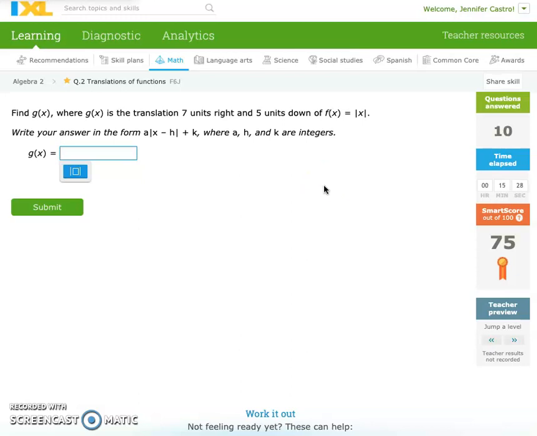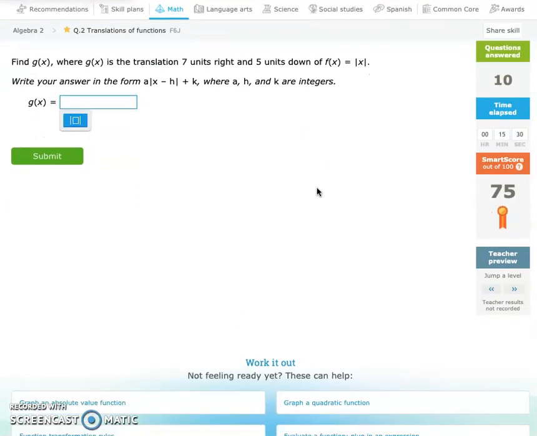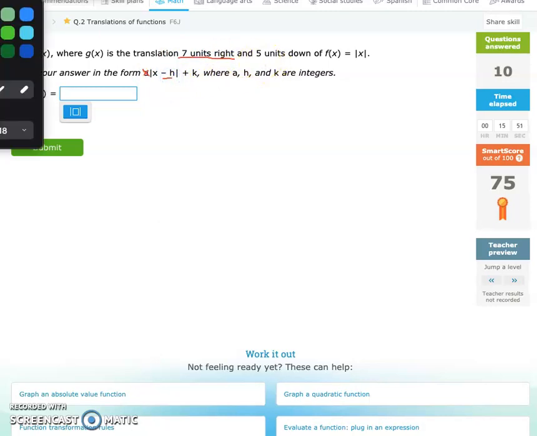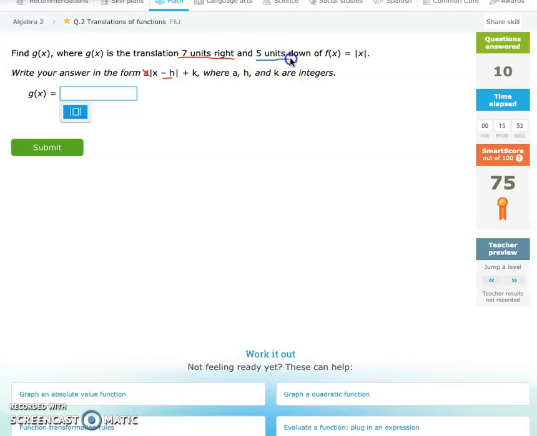At this point, you should hopefully be able to do at least up to a 75 on these problems. But if you really want to learn the more challenging stuff, stick with me here. I'll do one of these problems. But just remember that our h and our k are the terms that we're working on right now. We haven't talked about stretches at all. Those are the a's. So for right now, we're not using a. But units right, remember, is our h. And units down would be our k.